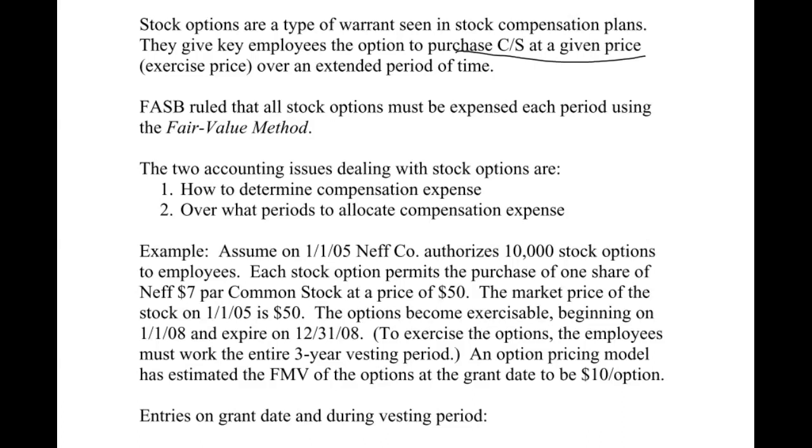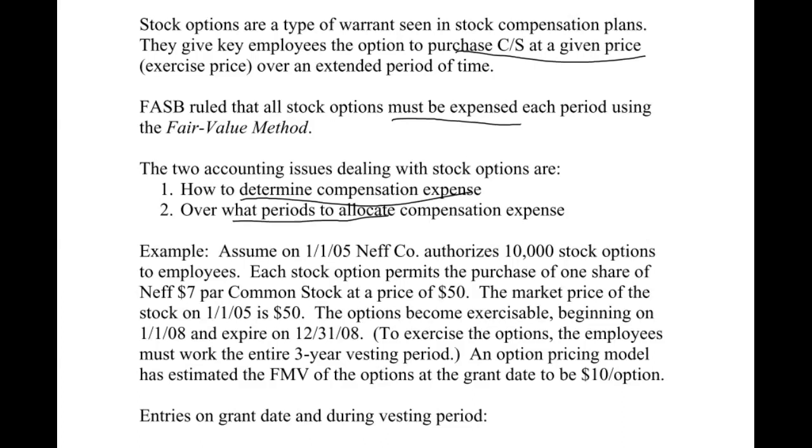FASB ruled that all stock options must be expensed. So we're going to have to figure out how to expense them. That's going to be one thing we need to do. The two main accounting issues are how to determine what this expense is and over what period to allocate that expense. Typically, with determining compensation expense, we're going to use some sort of option pricing model to compute that. Typically in this type of class, that number will just be given to you.